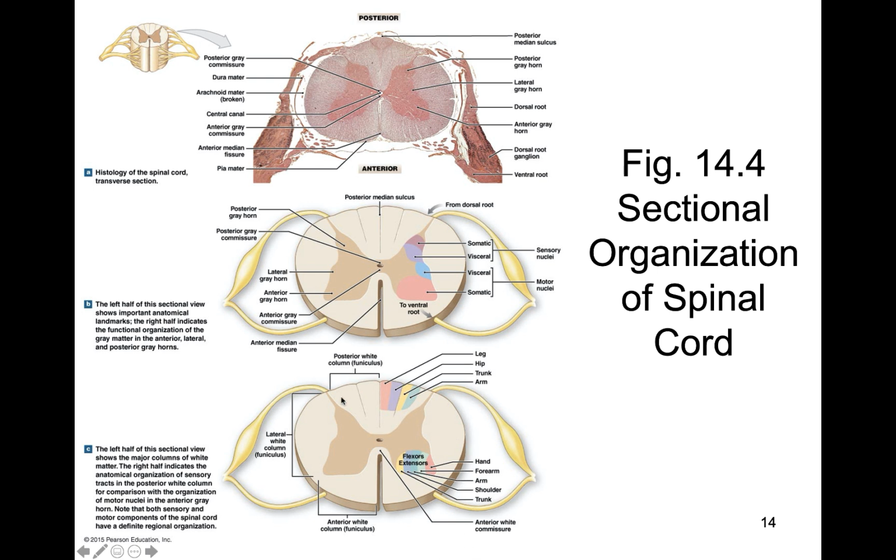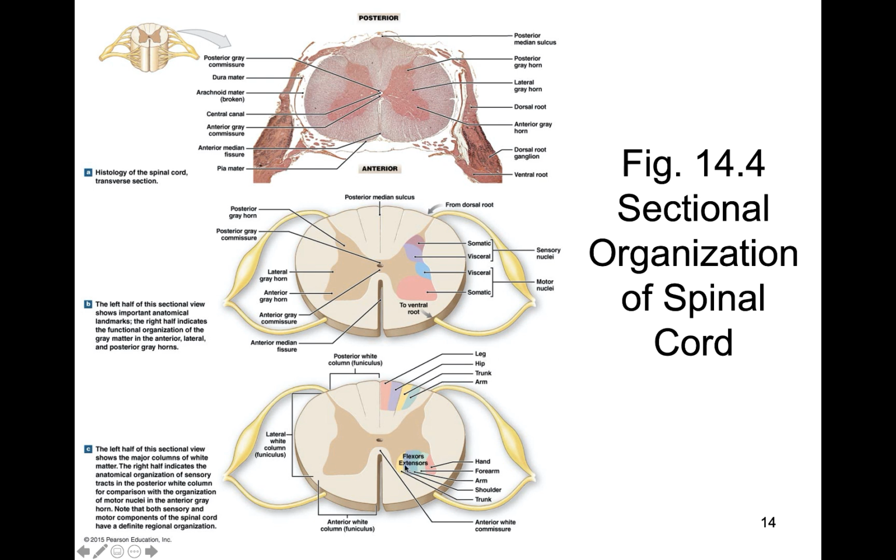So we have the white matter here, and then we know that white matter has a posterior column, lateral column, and the anterior column. In the posterior white column, there's an area that's responsible for sensory tracts. Sensory is the information that comes in, and this is showing you an example of the area that's responsible for each part of the body.